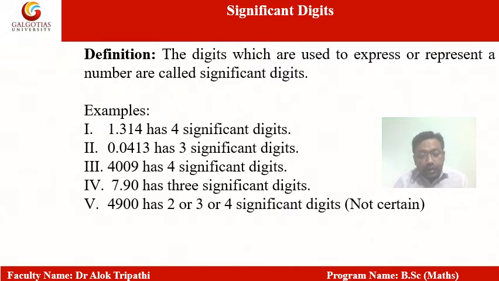See the next one. It is 4900. It has 2 or 3 or 4 significant digits. This is not certain. So it means we have to know some rules to decide how many significant digits are there in a particular number. If digits are non-zero, then there is no issue. Every time they are significant. But the situation is quite complicated when we talk about zeros.